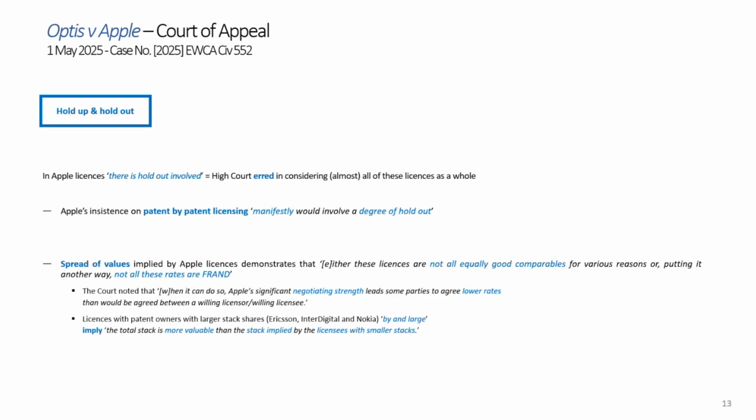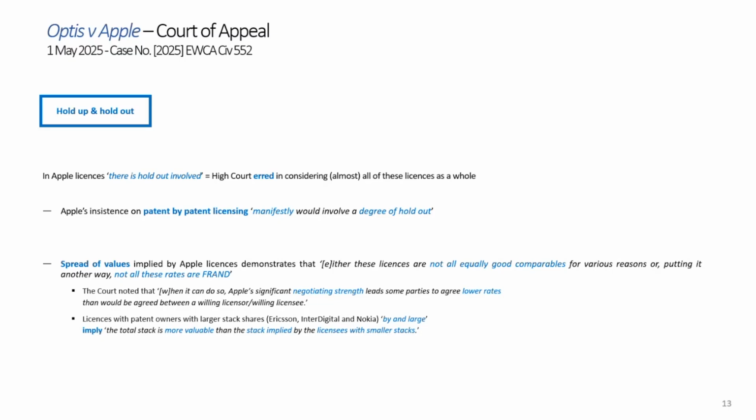Turning then to Apple's licenses, the court disagreed with the first instance court here and said that there is holdout involved in the Apple licenses, and the High Court had erred in considering almost all of these licenses as a whole. There were two elements here which, in the eyes of the Court of Appeal, indicated that there was holdout involved in the Apple's licenses.